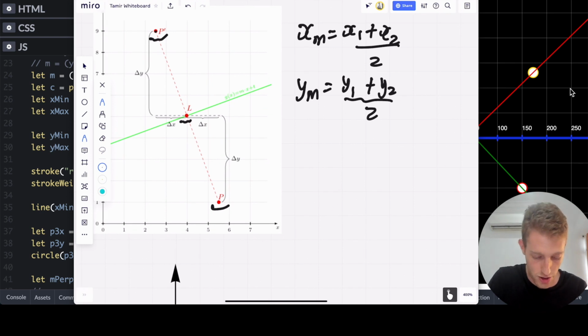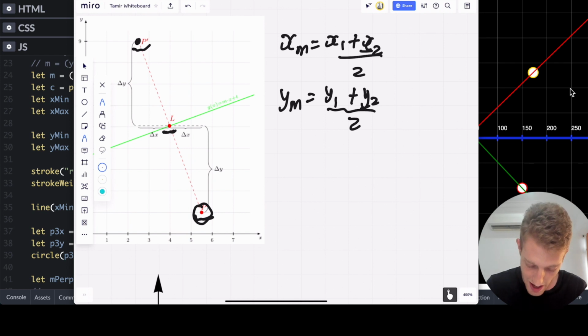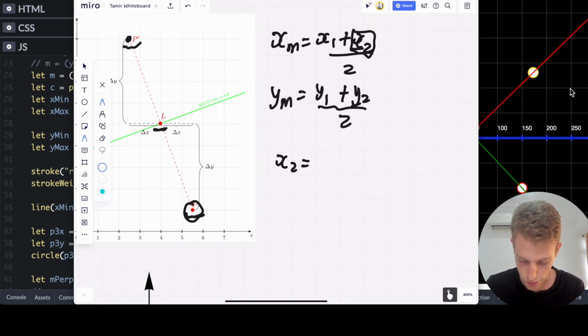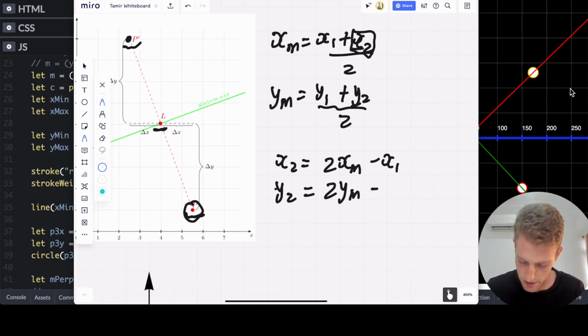Okay, now I want to know what this point is. So I want to solve maybe for x2 here, or for x1. I know what this point is. We've worked out what the intersection point is. We've declared this point from the beginning. So if I solve for x2, x2 is going to be equal to 2xm minus x1. And then the same will happen for y2. So y2 is equal to 2ym minus y1.